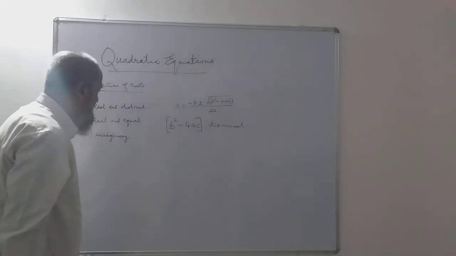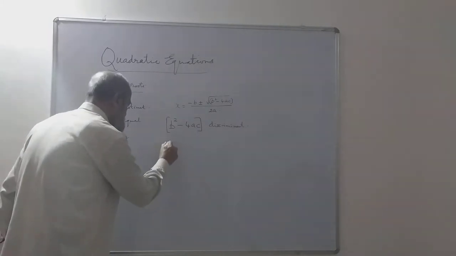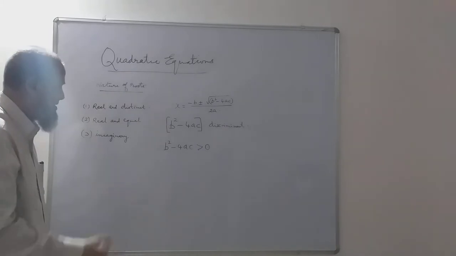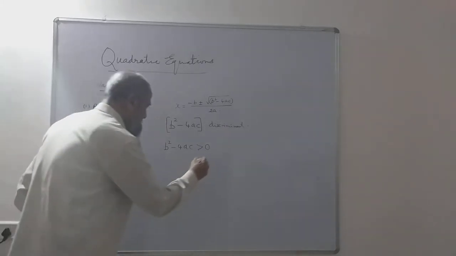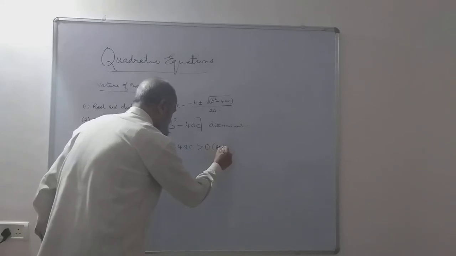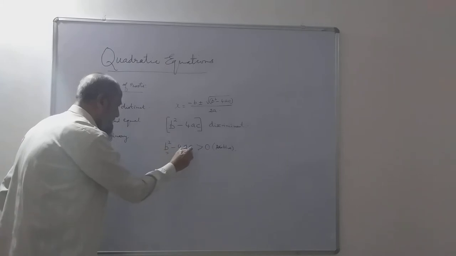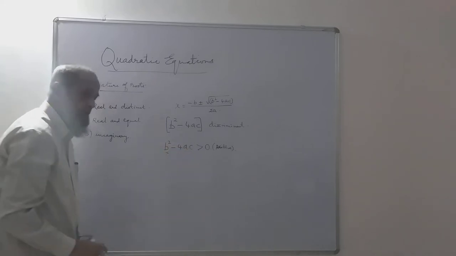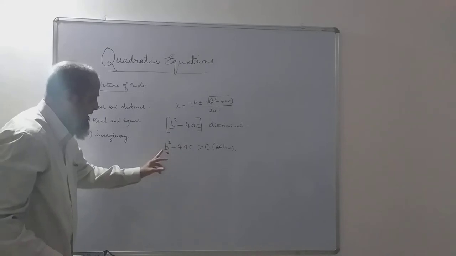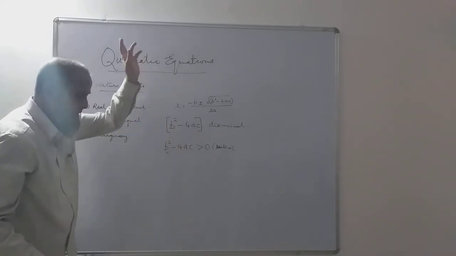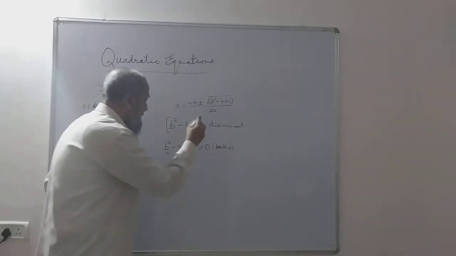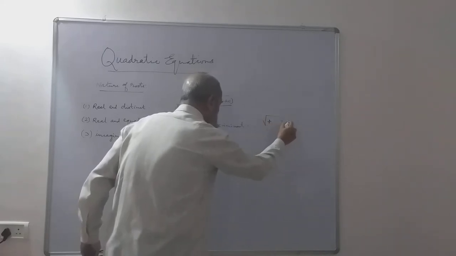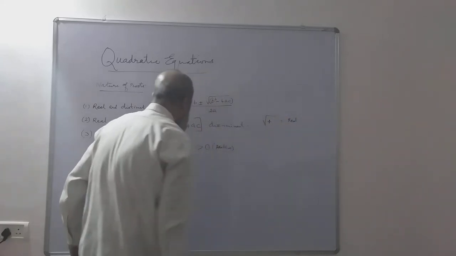It depends upon this. If b square minus 4ac is greater than 0, or it is positive, when will it be positive? If the value of b square is more than the value of 4ac, then it will be positive, or the value of this will be greater than 0. If it is greater than 0, the square root of a number which is positive will be real.